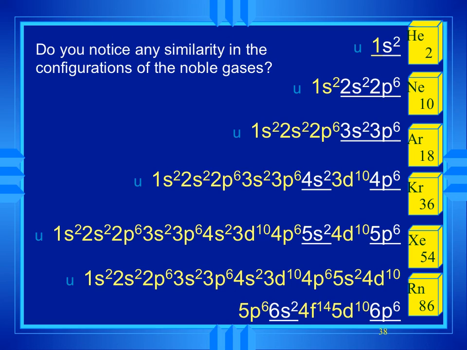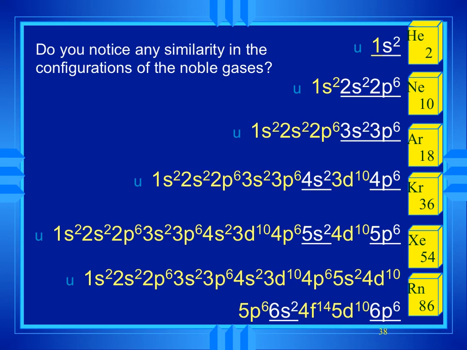Now on this slide, let's go ahead and do the same thing. Let's look at the elements that they have listed here: helium, neon, argon, krypton, and so on. And I want you to look at their electron configurations and see what they have in common. Go ahead and pause the video if you need to.